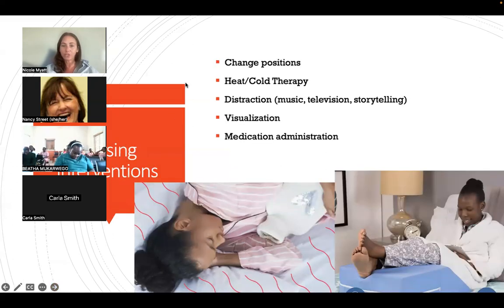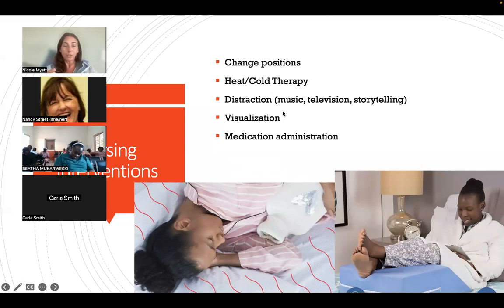So nursing intervention. It's not just medication, but changing positions. You'll see here, this person has a bolster underneath their legs that sometimes really helps with back pain. Hot and cold therapy can be really great for pain.